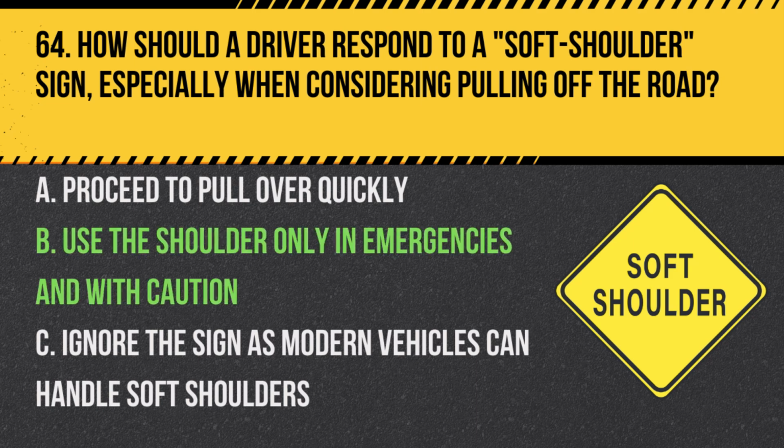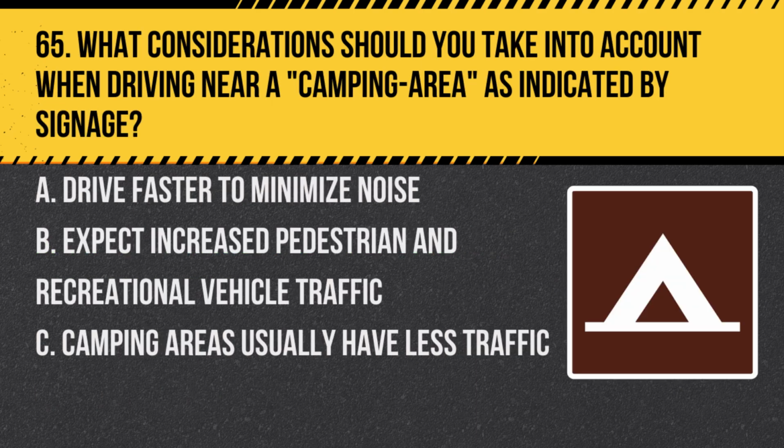Answer: B. Use the shoulder only in emergencies and with caution. Soft shoulder indicates that the roadside may not be stable. Question 65. What considerations should you take into account when driving near a camping area, as indicated by signage?